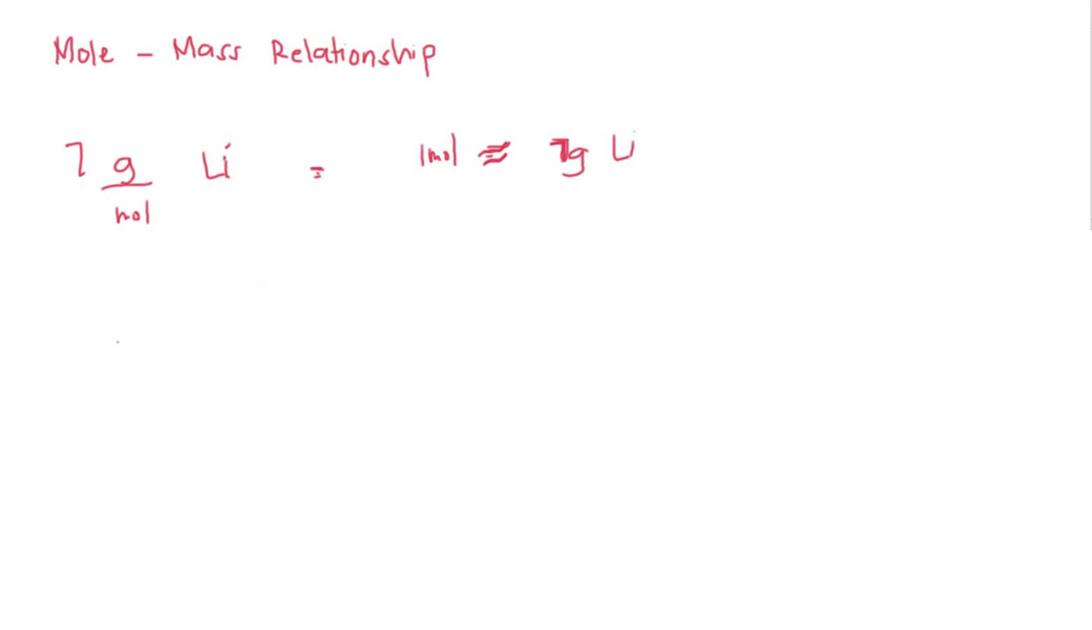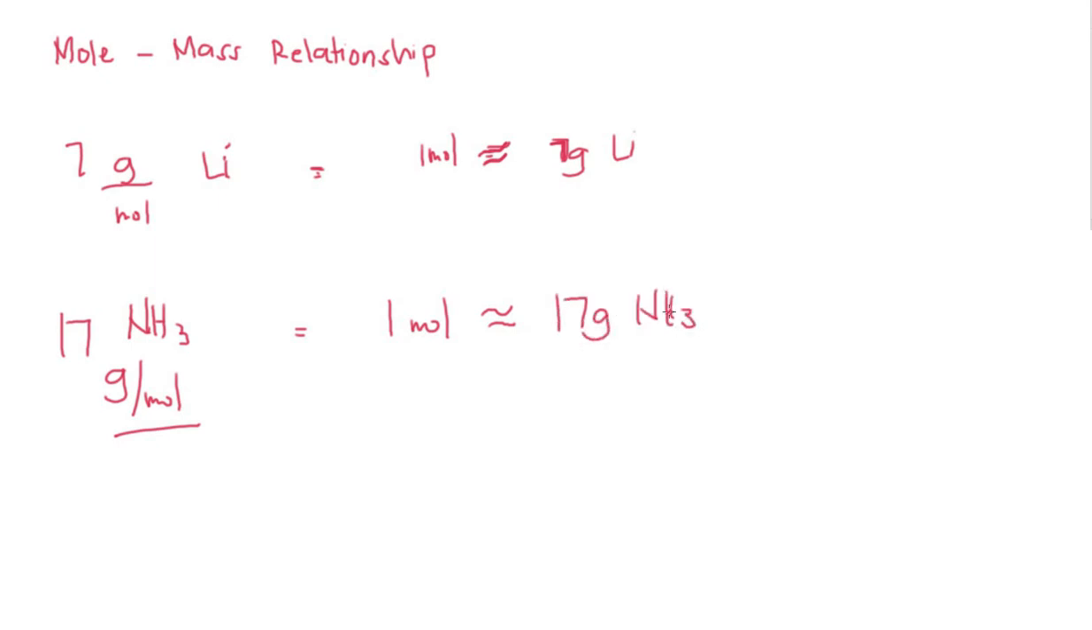For example, if we have NH3, which is ammonia, the molar mass of ammonia is 17.03, so it becomes just 17. We have 17 grams per mole of ammonia. That means for every 1 mole, there is an approximate value of 17 grams of ammonia.